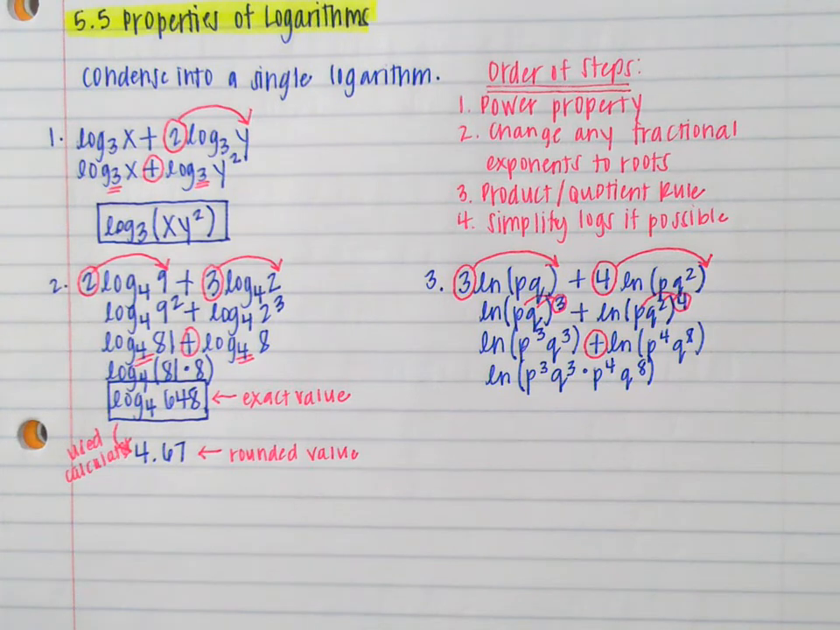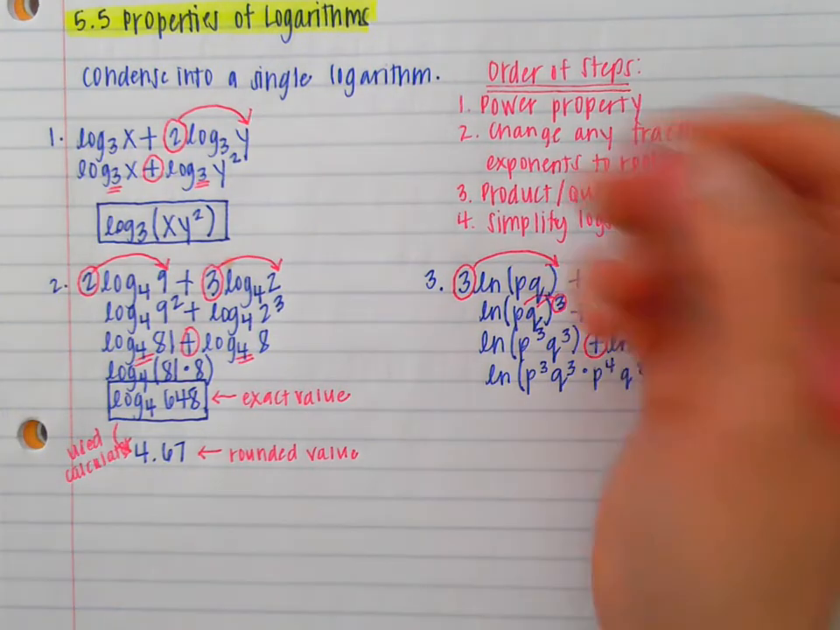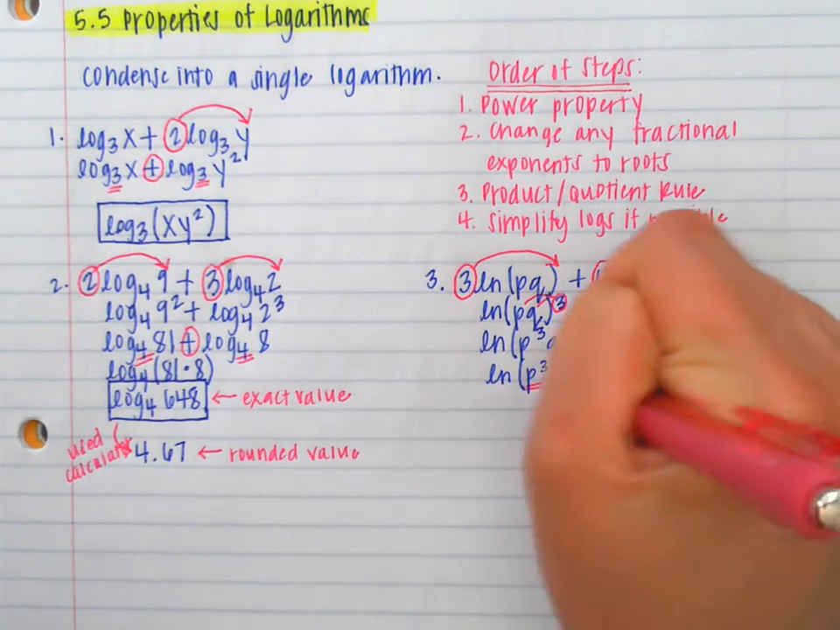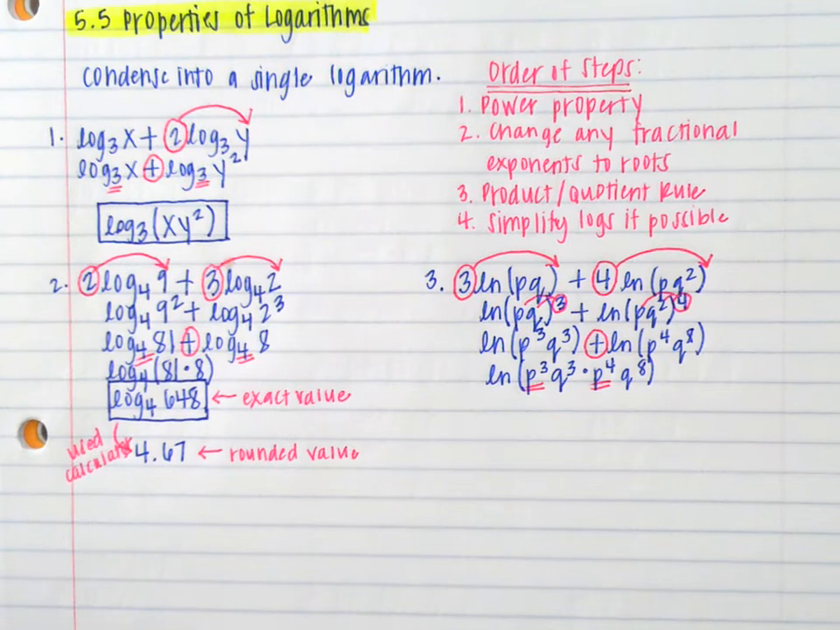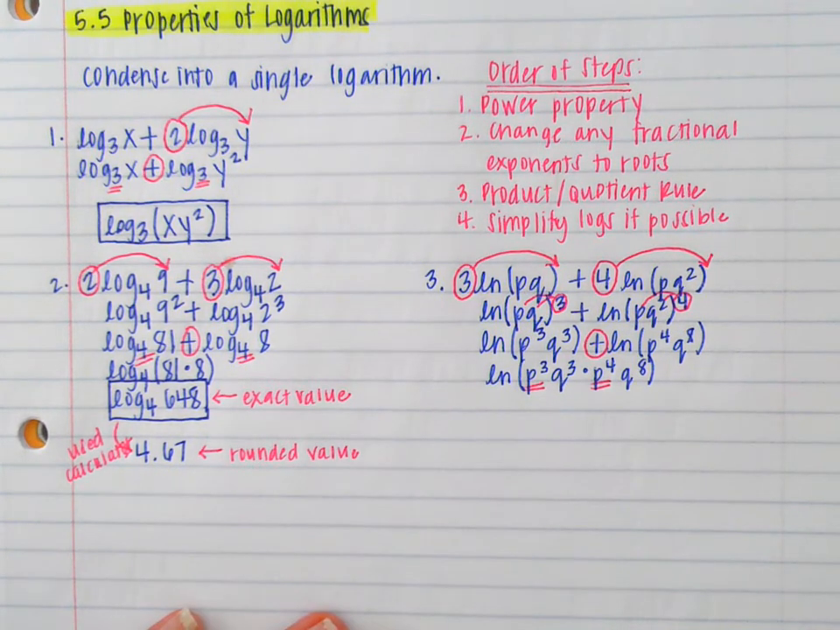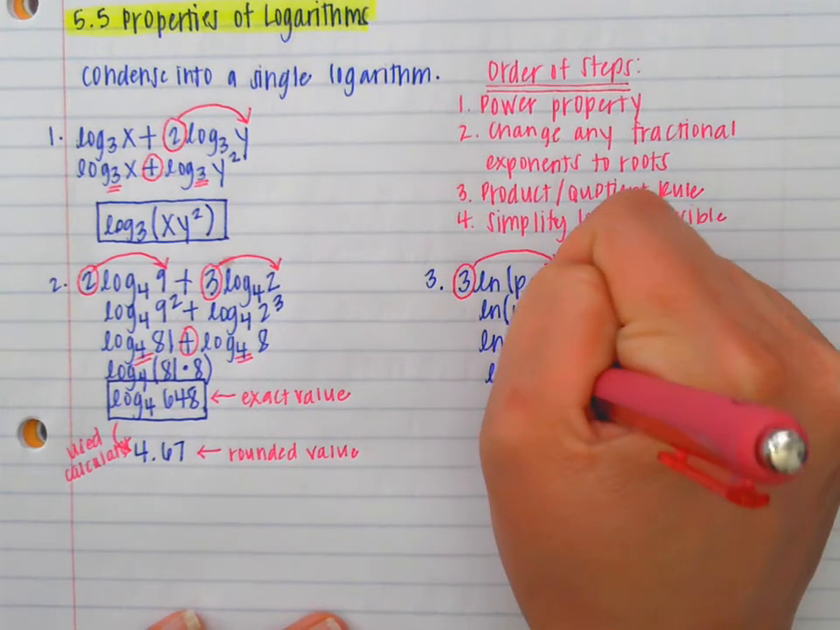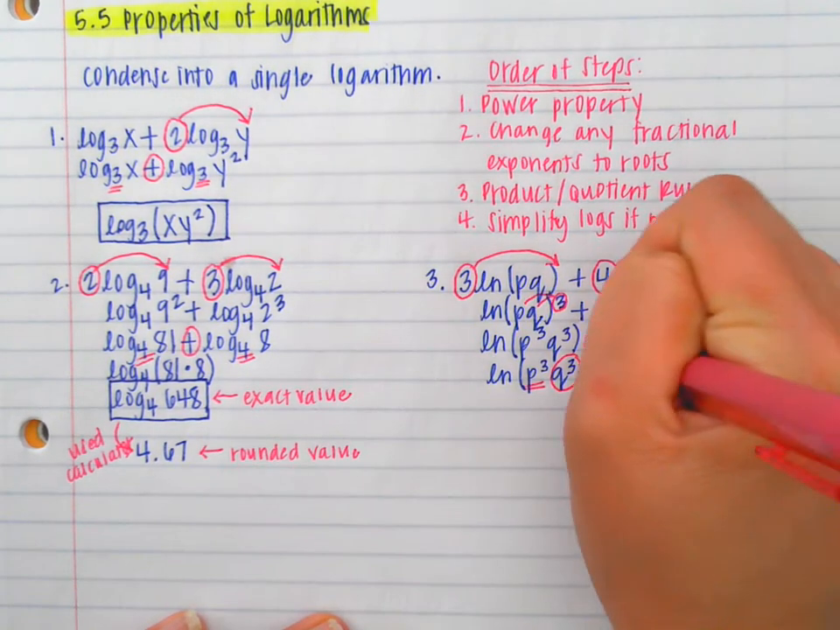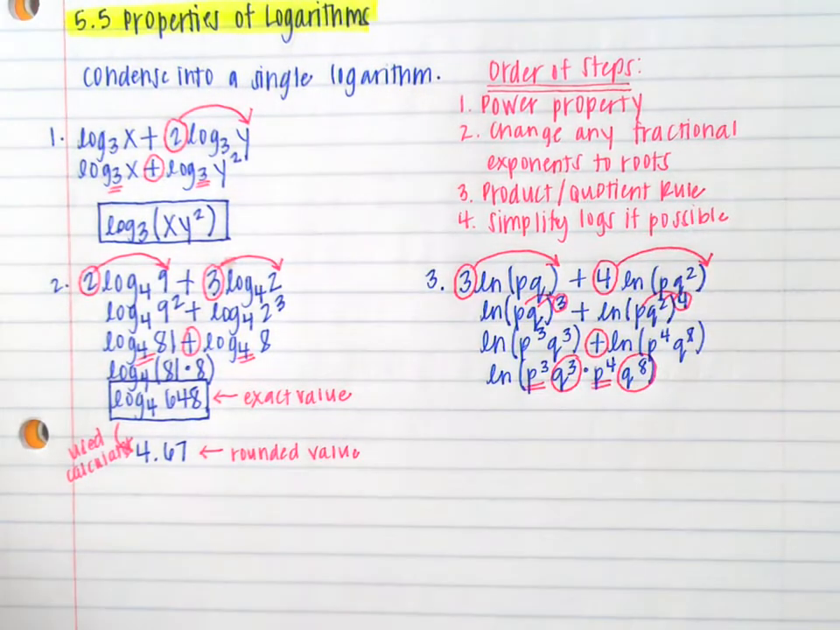And then from there, what do you think your next step would be? And if you're thinking combine like terms, again, you would be correct. P cubed and p to the 4th can be combined. When we're multiplying with the same base, we add the exponents. And q cubed and q to the 8th can be combined.